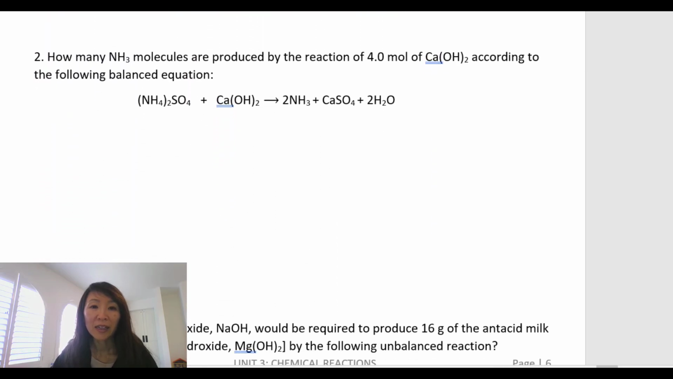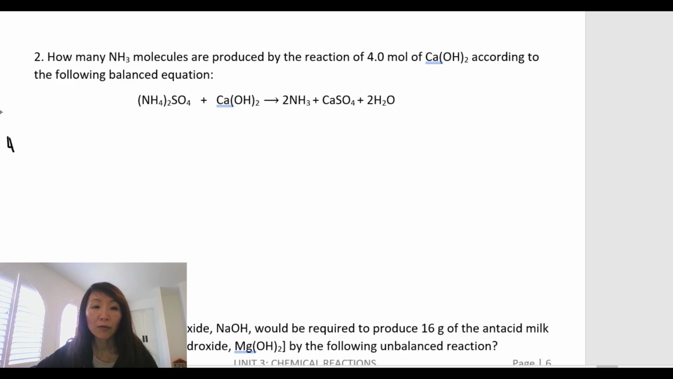Let's do another one. Here, I'm going to take it up a notch. The question asks how many NH3 molecules, not moles, molecules, are produced by the reaction of 4.0 moles of calcium hydroxide according to the following balanced equation. This equation is already balanced. You don't need to put any more coefficients. The only coefficient that's shown here is 2. The rest are 1.